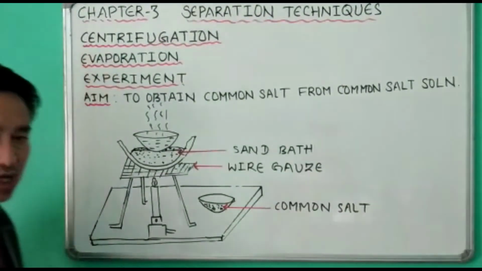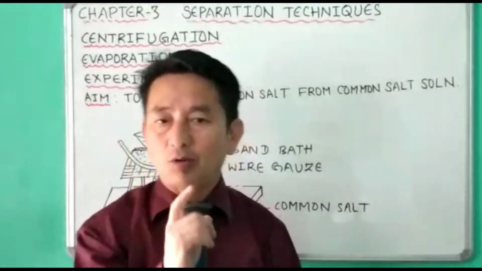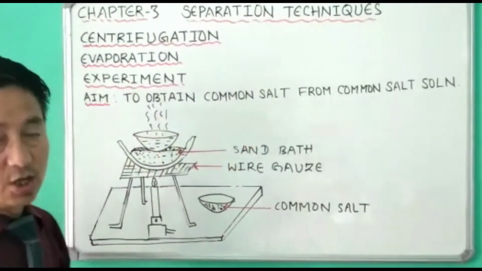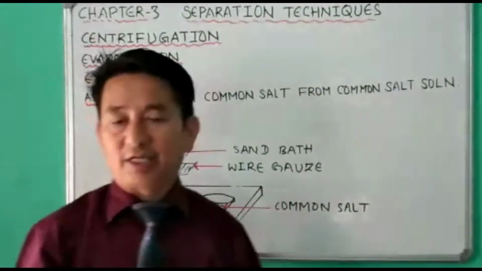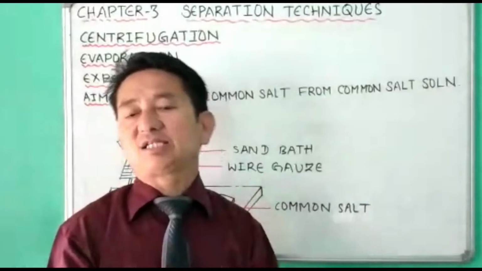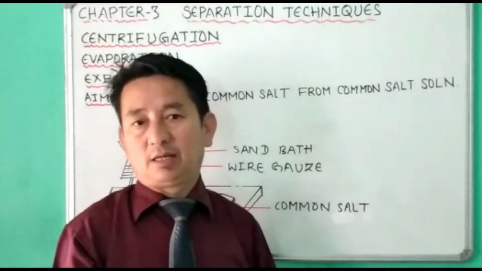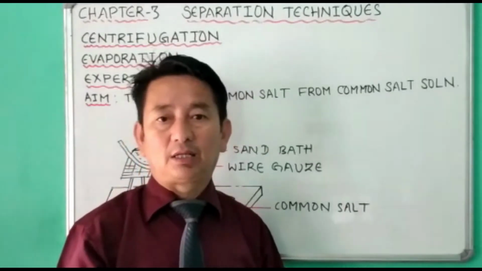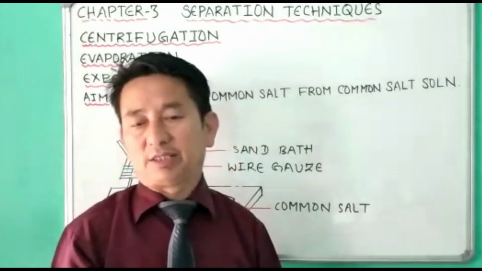This centrifugation is used in laboratories. It is also used in dairies to separate cream from milk. The milk is rotated at a very high speed in a closed container. Cream, being lighter than milk, floats on the milk and is separated.